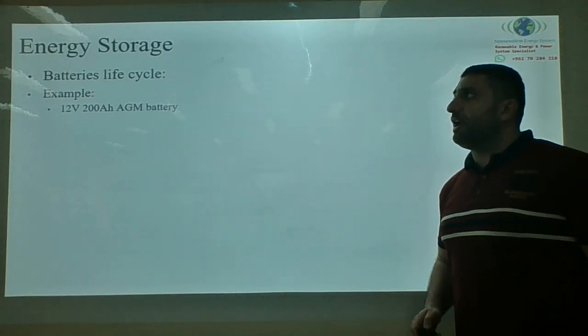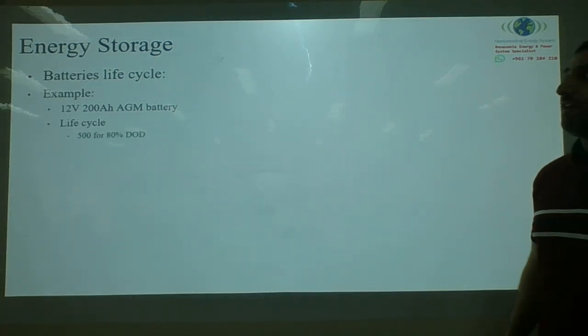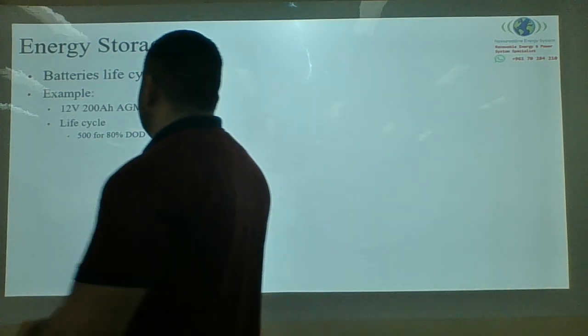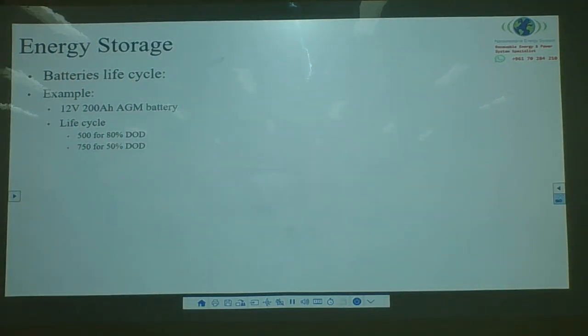Battery life cycle example. I have a 12 volt, 200 amp hour AGM battery. The life cycle: 500 cycles for an 80% DOD, 750 for 50%, 1,750 for 30% DOD. State the energy that can be delivered under each DOD.